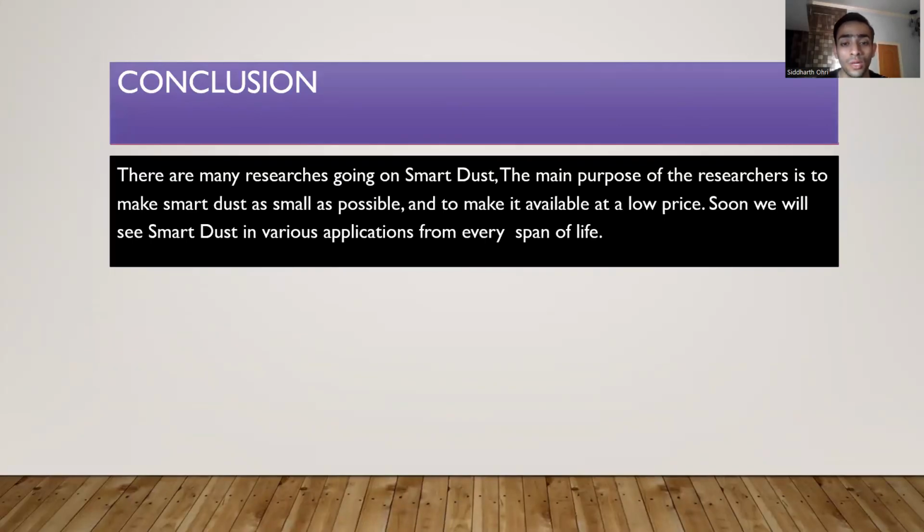Now, we would be concluding this seminar. There is a lot of research going on in smart dust, and the main purpose of all the scientists and researchers is to make smart dust as small as possible and to make it available at a low price. Soon we will see smart dust in various applications from every span of life.